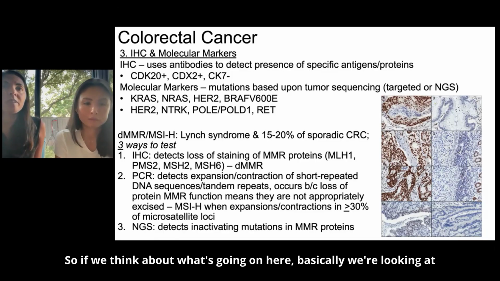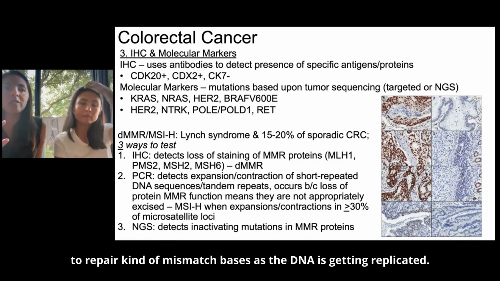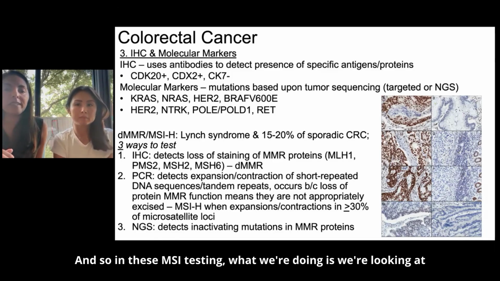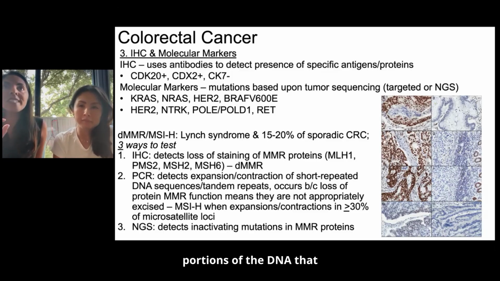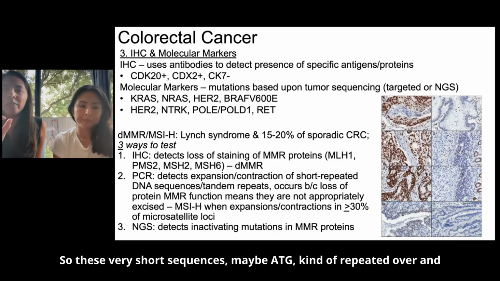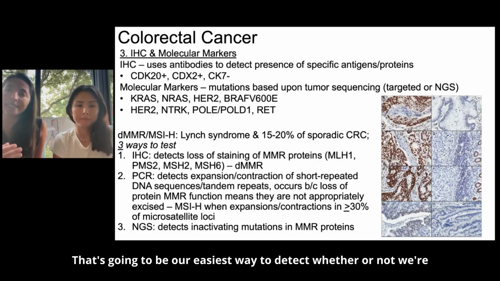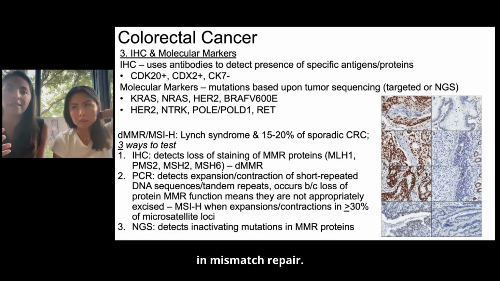Right. So, if we think about what's going on here, we're looking at the body's ability to repair mismatched bases as the DNA is getting replicated. And so, in MSI testing, we're looking at portions of the DNA that have these microsatellite repeats, very short sequences, maybe ATG, repeated over and over again. That's going to be our easiest way to detect whether we have some deficiency in mismatch repair.